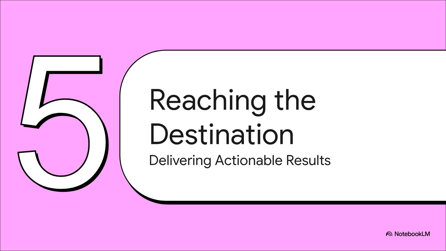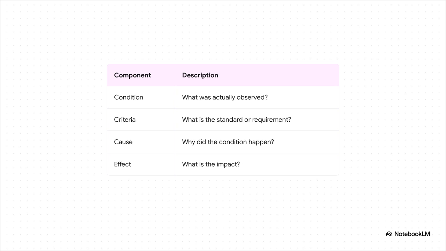All right, we've followed our map, we've used our investigation kit, and we've navigated the terrain. In Part 5, we've finally reached our destination. This is where we take everything we've found and turn it into clear, actionable results that can really drive improvement in the organization. Now, to make our findings truly useful, they need a solid structure. Just pointing out a problem is not enough. A really powerful finding has 4 key parts.